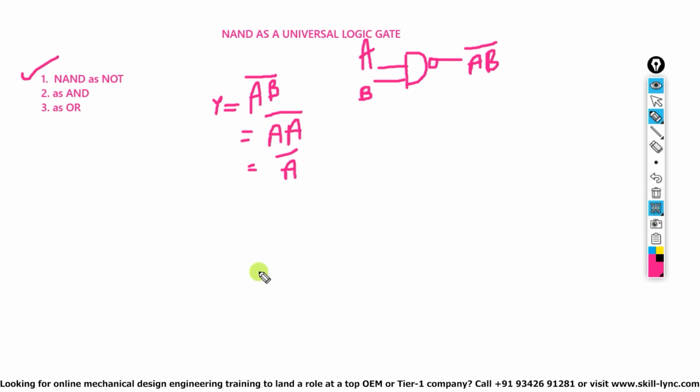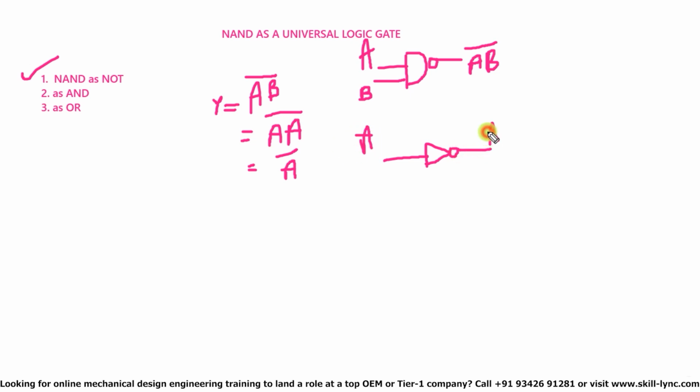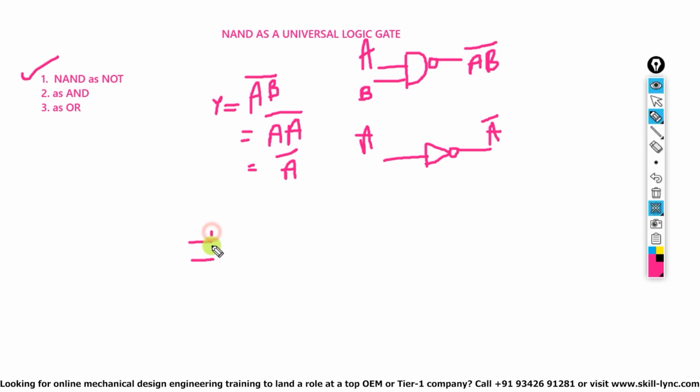It means that when I take both values the same, then it will act as a NOT gate. Means if I am taking A, because the NOT gate says if A is the input, A bar is the output. Same thing I am getting over here. So if I show that both inputs to a NAND gate are the same, then it will act as a NOT gate.